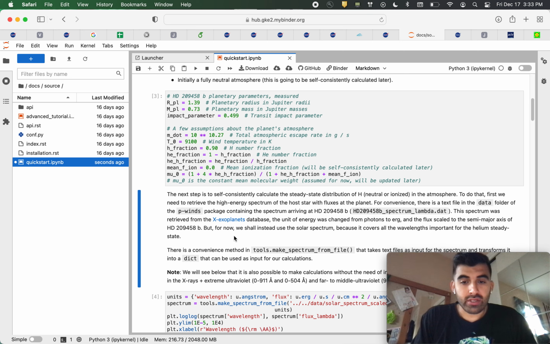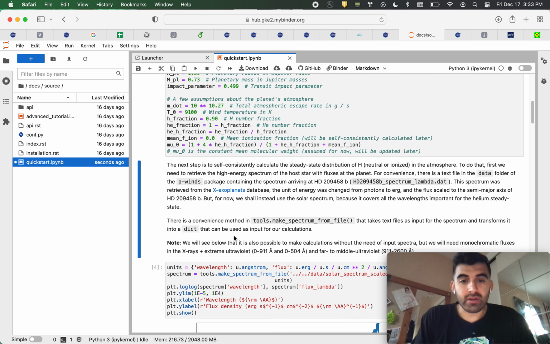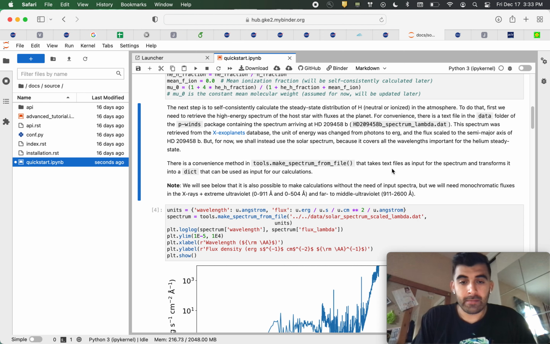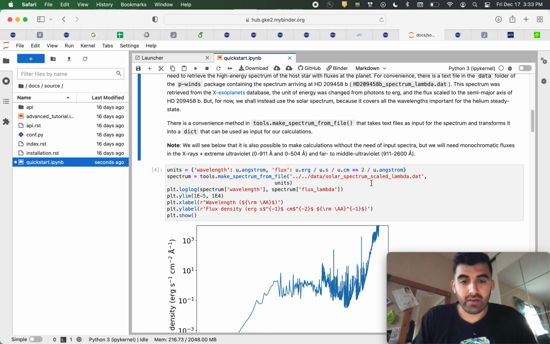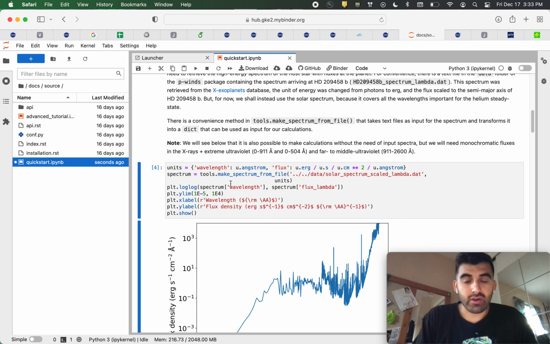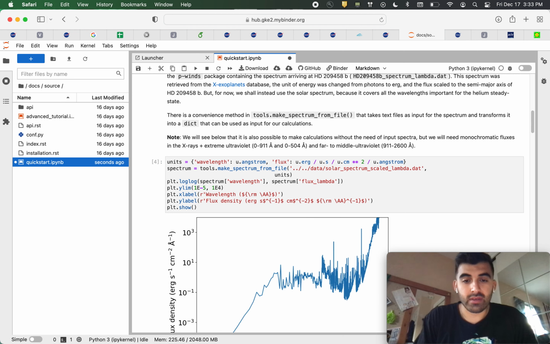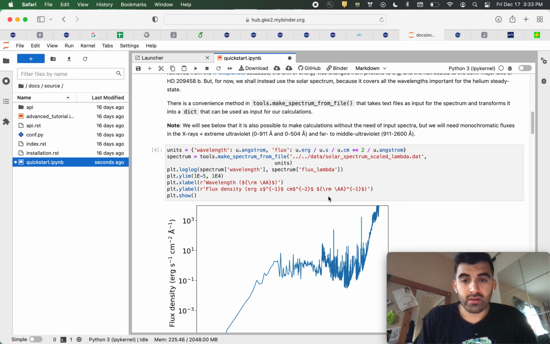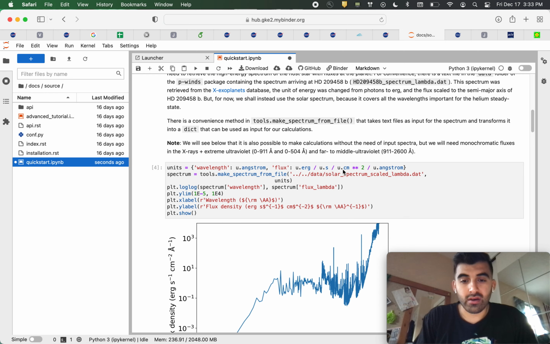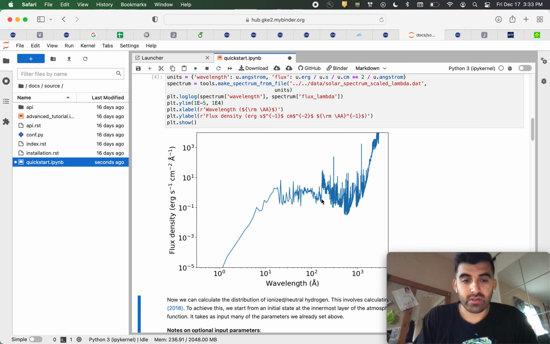Now that we have our parameters set, the next thing we can do is calculate the steady state distribution of hydrogen in the atmosphere, neutral or ionized. Before we can do that, we need to have some sort of spectrum. And so what we're going to do is use the sun spectrum for these calculations, just to keep things simple. And also, HD 209458, the star, is a sun-like star, so this is okay to do.